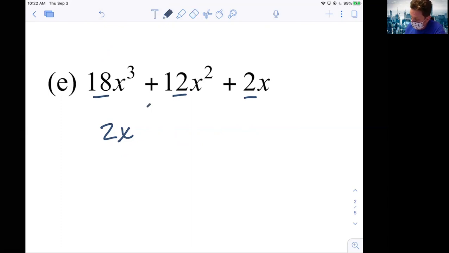Now, we put parentheses, and we go through what's left in the first term. 9x squared. The second term, 6x plus 6x. And the last term, 1 or 0? Or 0? Are you sure? Okay, all right, good.